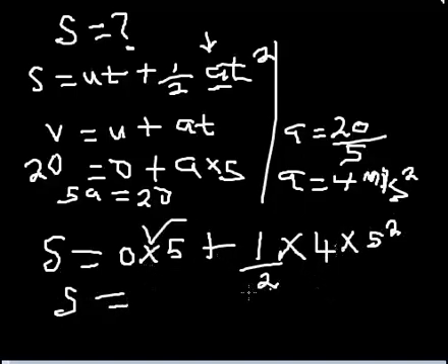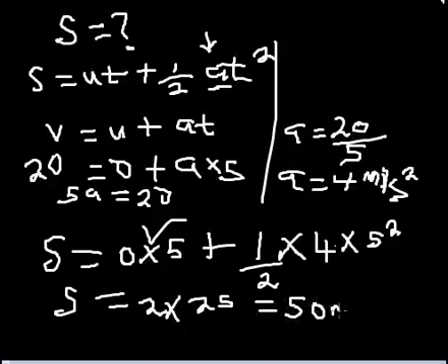Half of 4 is 2. So 5 square, we know is 25, right? So 2 times 25 will give me 50. All right, so that is 50 meters, is the answer to this. I hope that is well understood. Okay, don't worry, we'll get more questions.